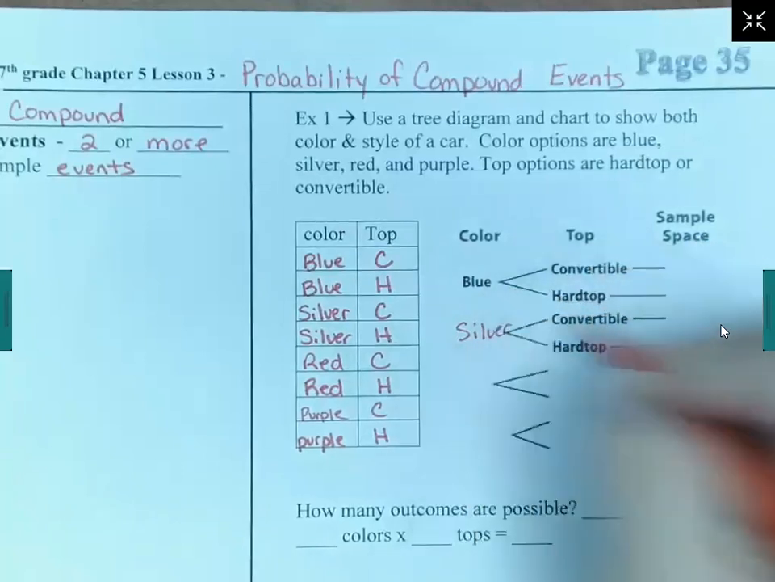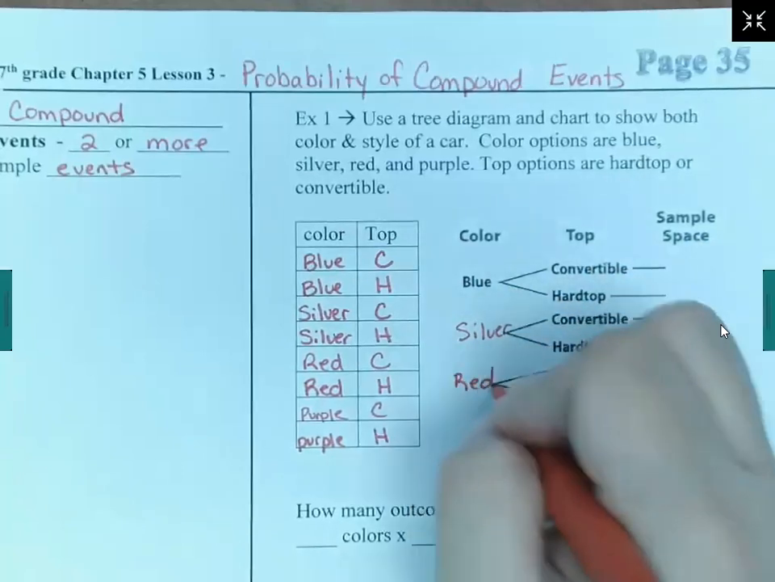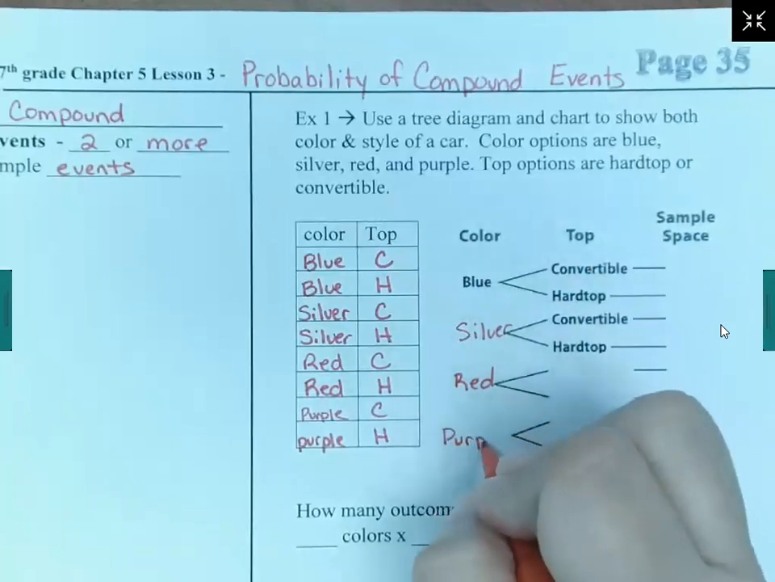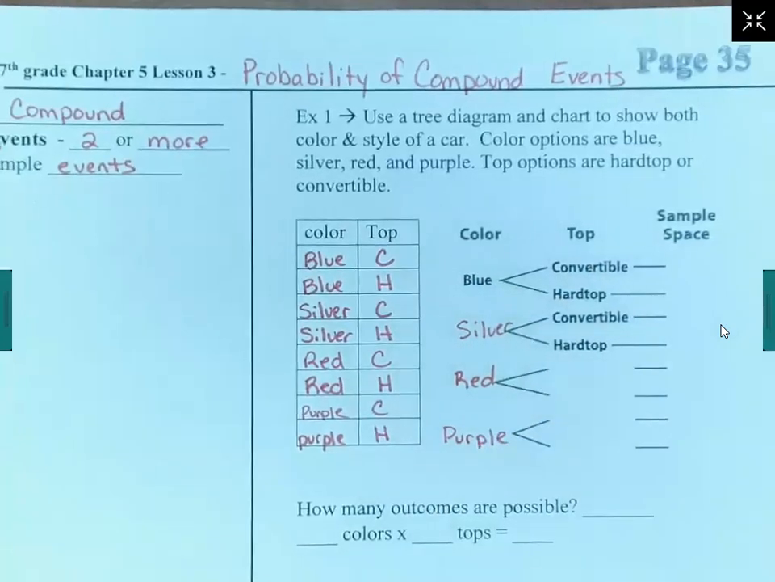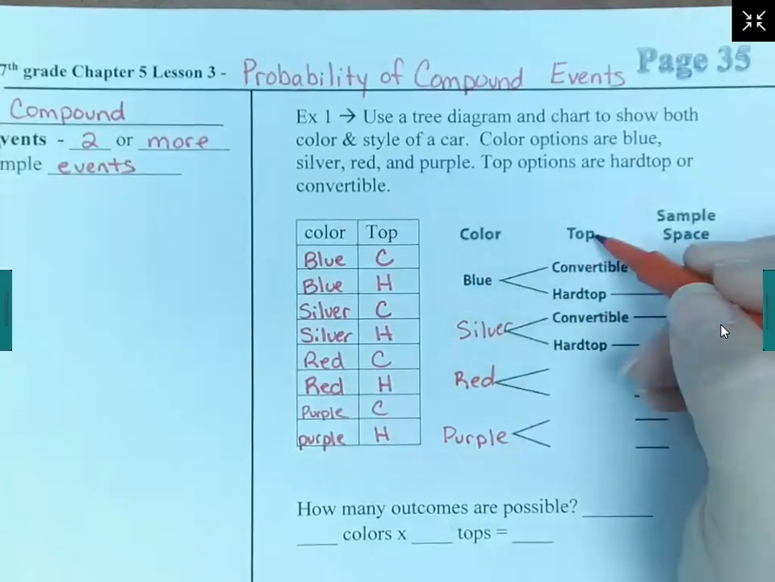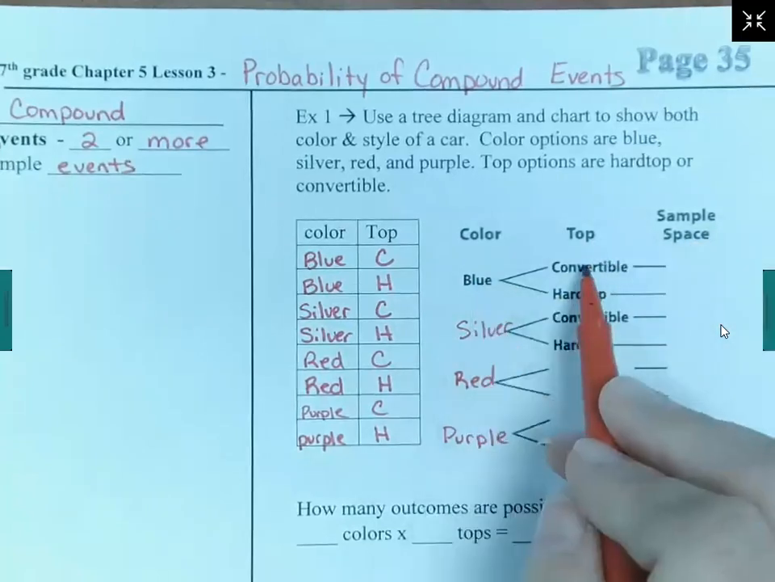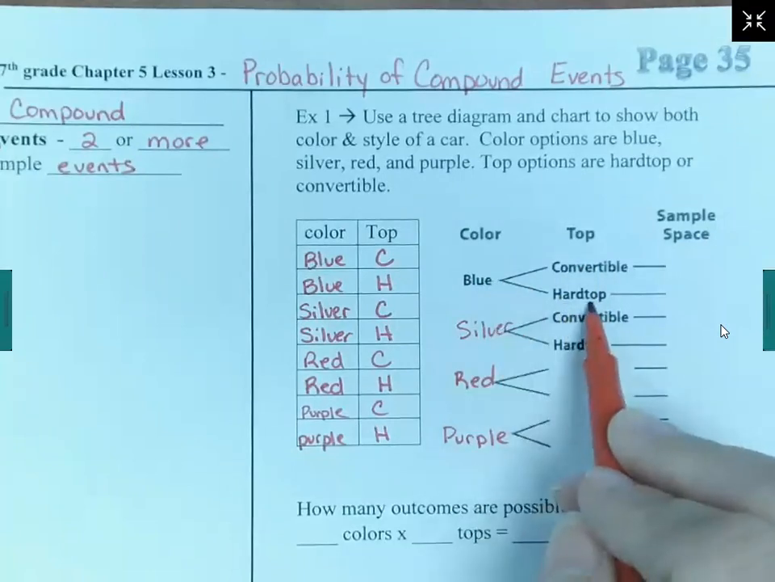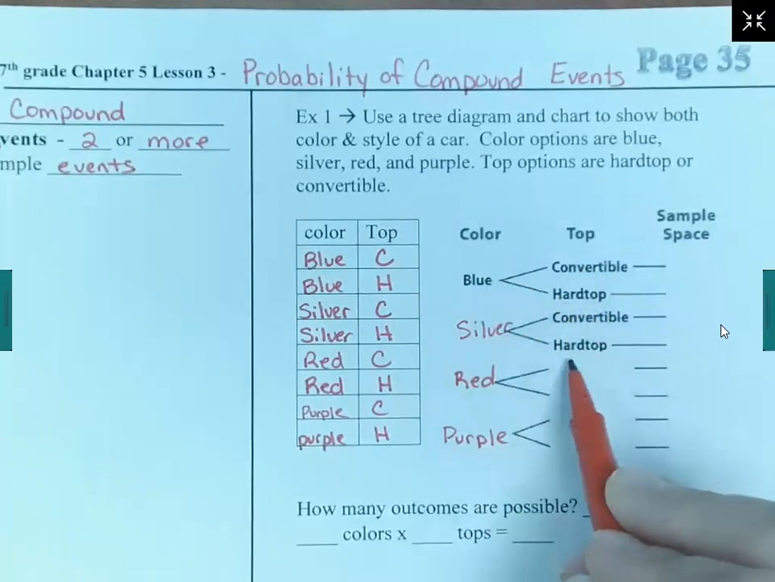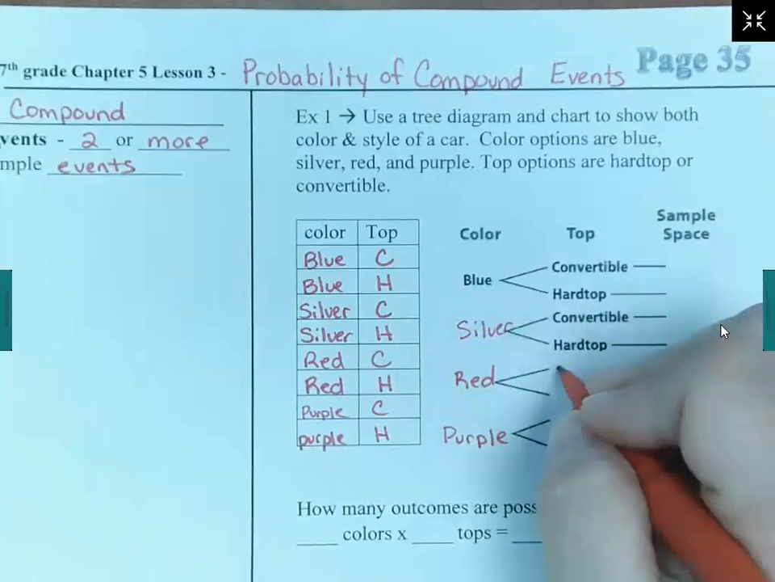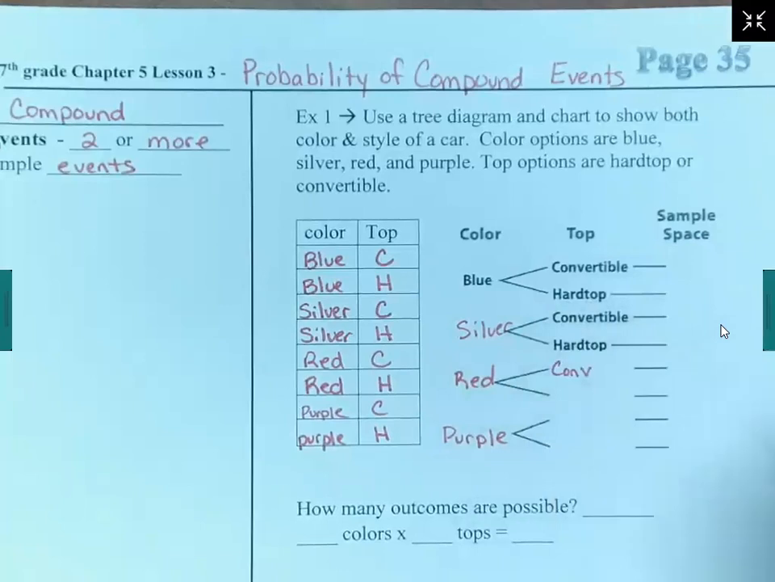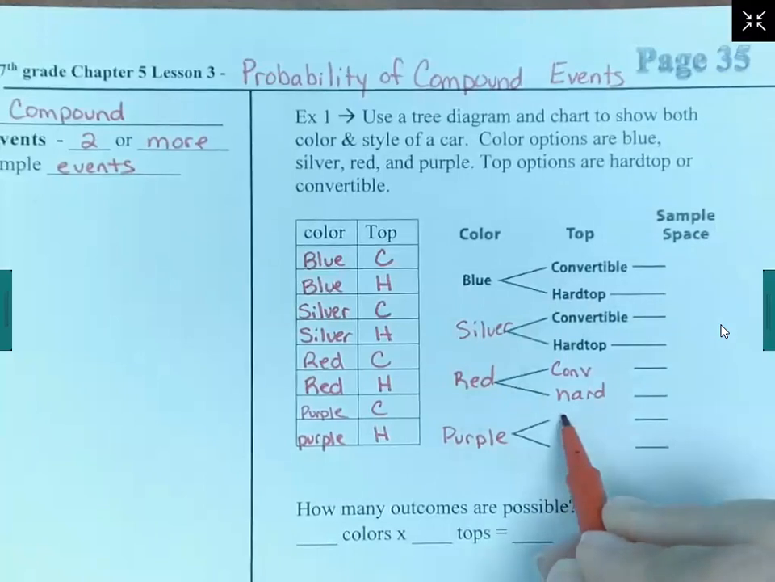Silver. And purple. The next branch is the top. So they have blue convertible or blue hardtop, silver convertible, silver hardtop. So what's missing? And you can abbreviate. Then what's the next branch? Convertible. Hardtop.